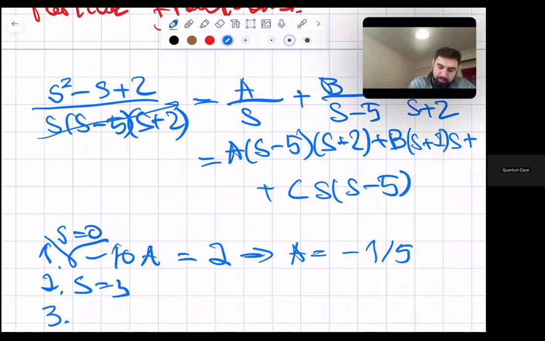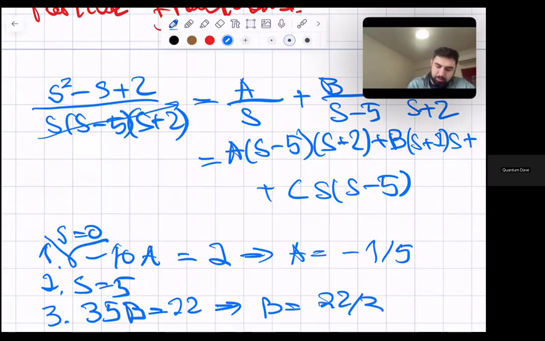Let's do s equals 5. For s equals 5, we see that the first and third terms won't survive, and only this term will survive, and it will give us 5 times 7, 35B. 35B equals, so we are putting 5, so 25 minus 5 minus 2, that's 22, right? 22. Which follows that B equals 22 over 35.